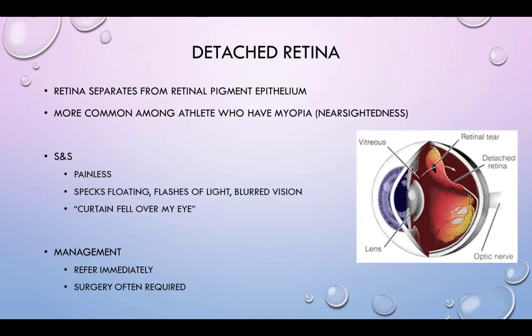The retina may separate from the retinal pigmented epithelium, resulting in a detached retina. This is more common among athletes who have myopia or nearsightedness. This is a difficult injury to diagnose as there are few signs and symptoms and it could be painless. The biggest complaints are floating specks, flashes of light, and blurred vision. An athlete might describe it as a curtain falling over their eye or losing certain parts of vision.